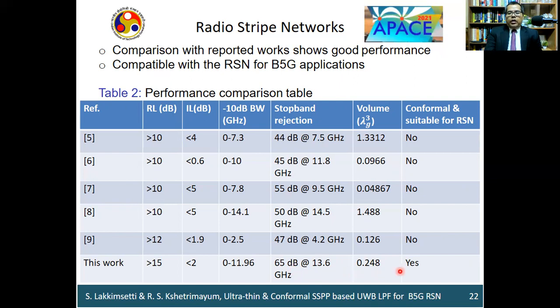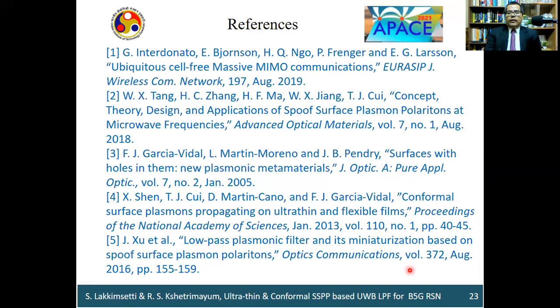The most important part is that the reported filters in the literature cannot be used for radio stripe networks because they are not conformal. Our filter is designed on a flexible polyimide substrate, so it can be rolled and folded. So it's a conformal structure, and it can be used for radio stripe network applications.